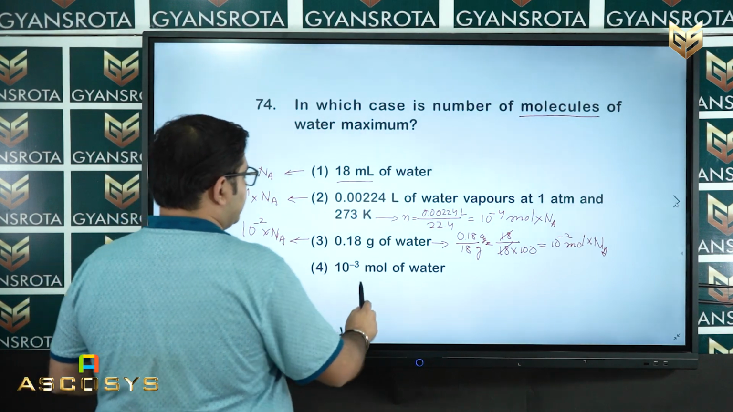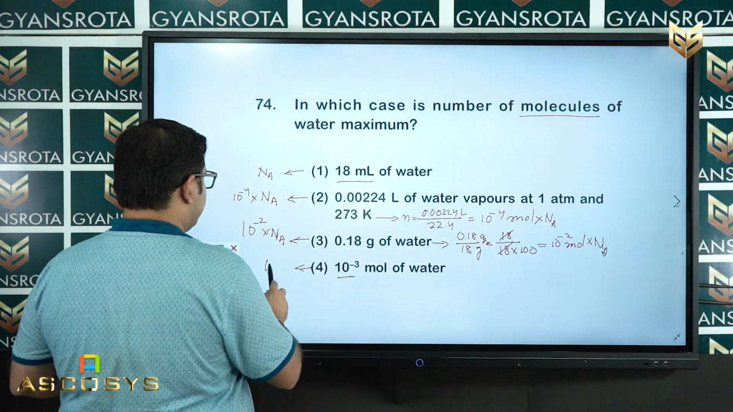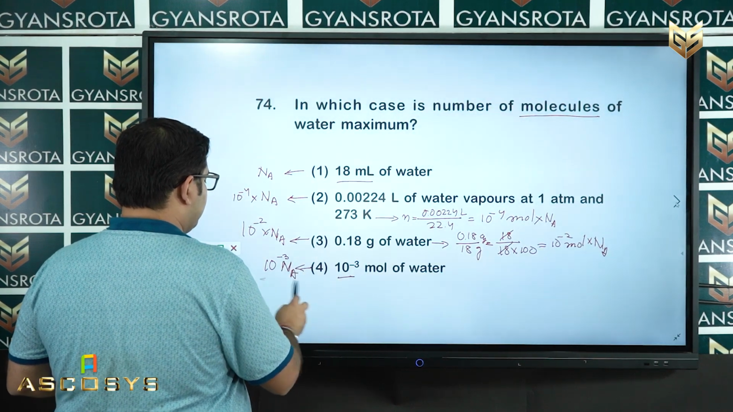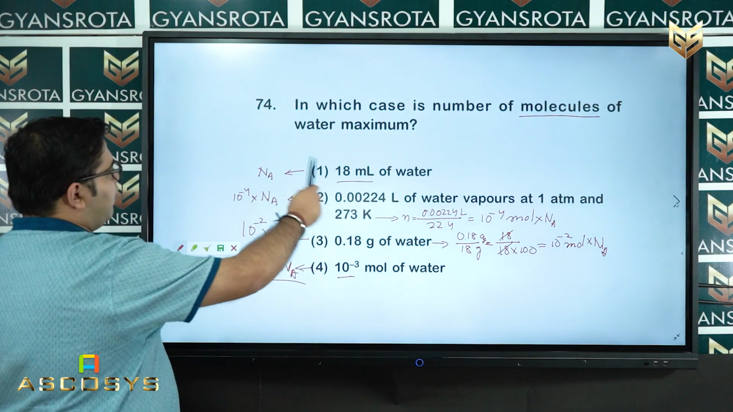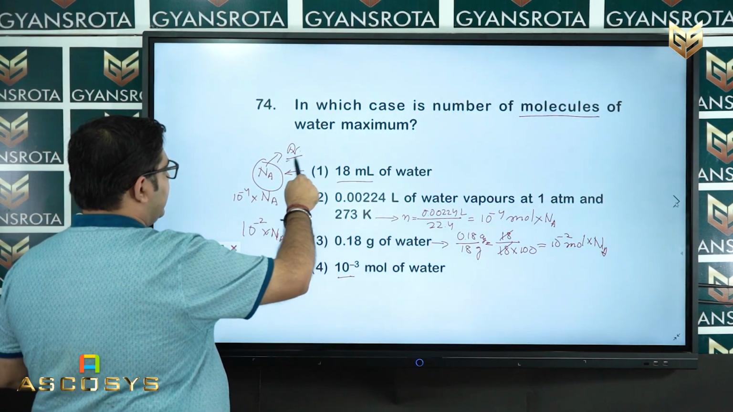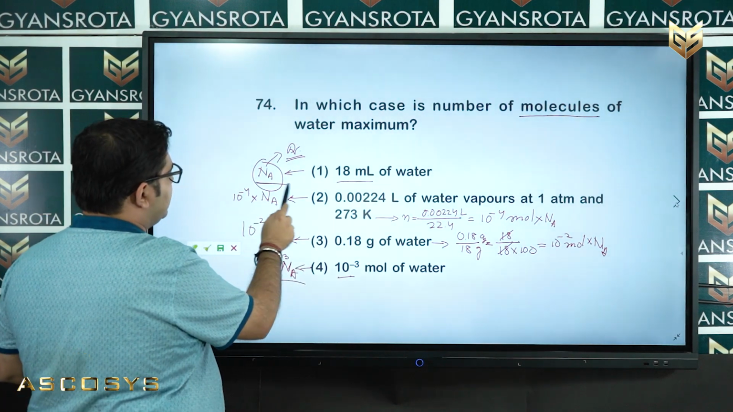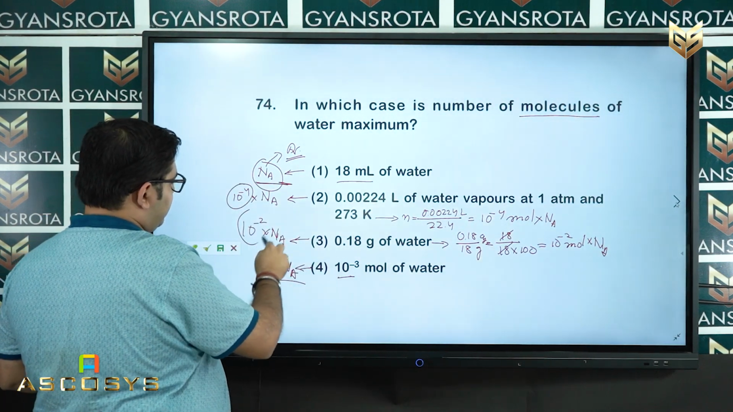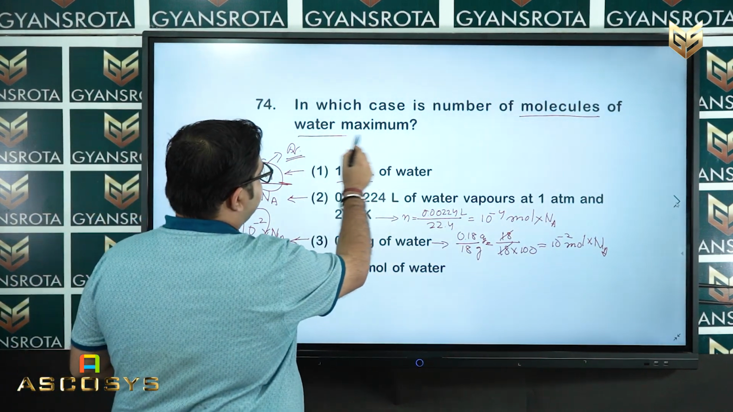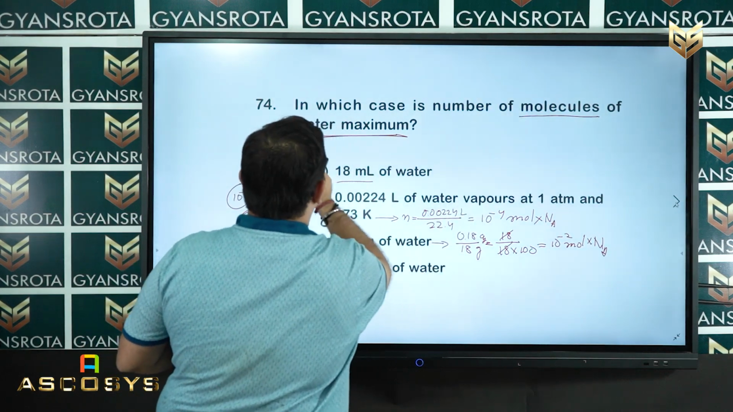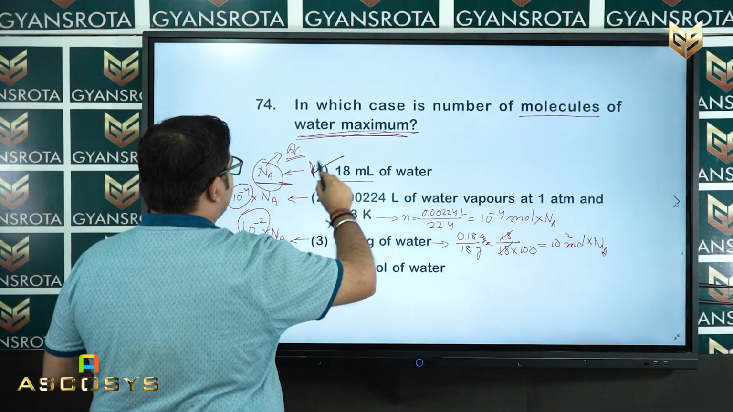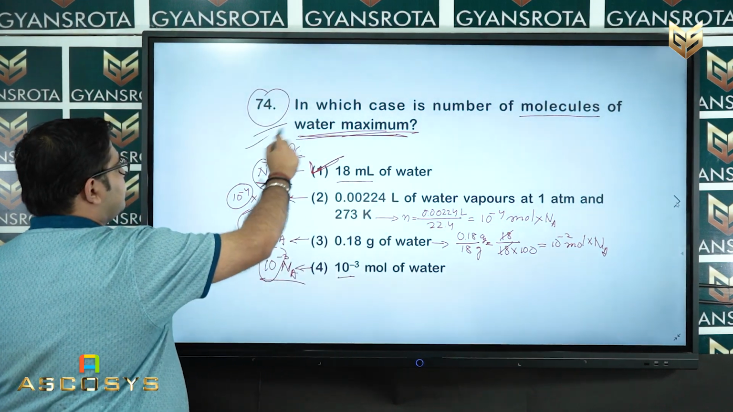Now for this one, 10 to the power minus 3 mole is already given, and if I multiply with Na, we get the molecules. Now if you see, among all, the Na value, that is the Avogadro's value, has the highest number of molecules; the remaining, 10 to the power minus 4, 10 to the power minus 2, 10 to the power minus 3, are lower values. Here they are asking for the maximum molecules of water. So which option is correct? Option 1 is the correct answer of question number 74.